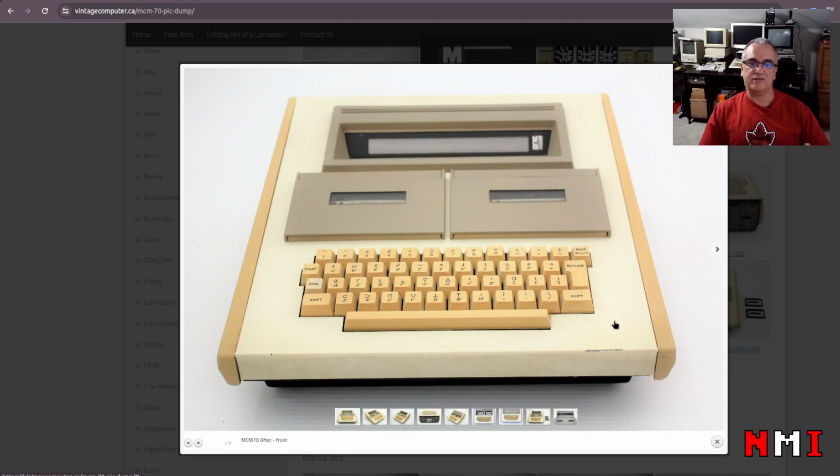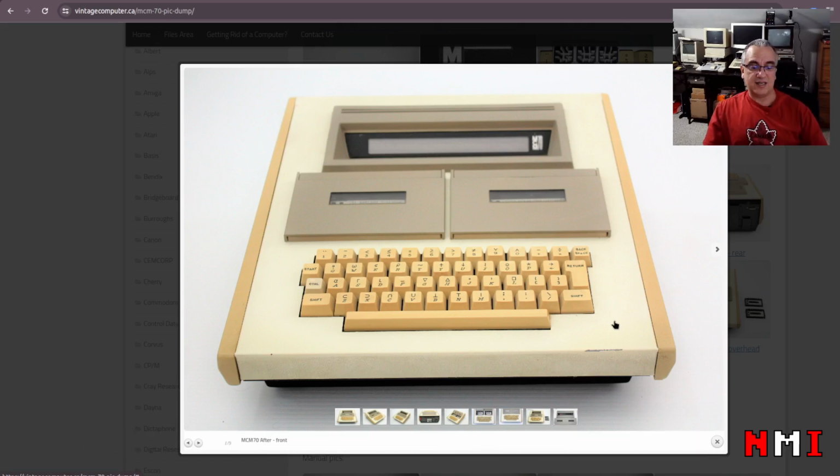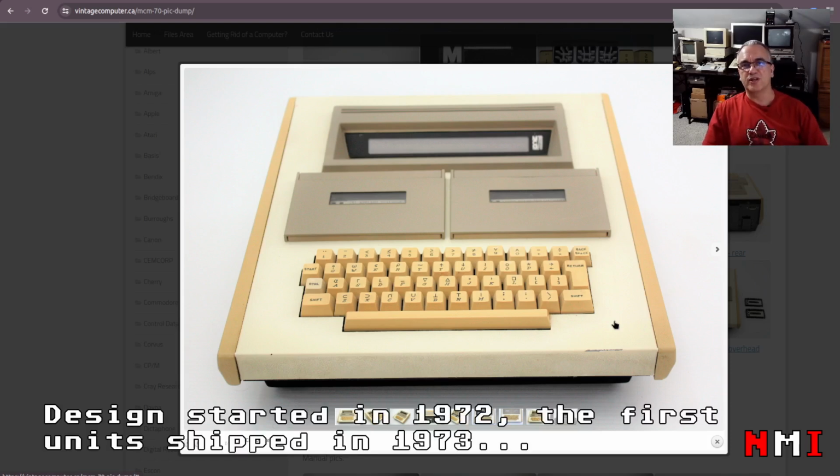Unfortunately, I don't have an MCM 70, but we're gonna take a look at its design, and there is a very nice emulator. I also bought this book, right? And the author, Zbigniew Stachniak, is from York University, the same university where this computer was born in 1972.